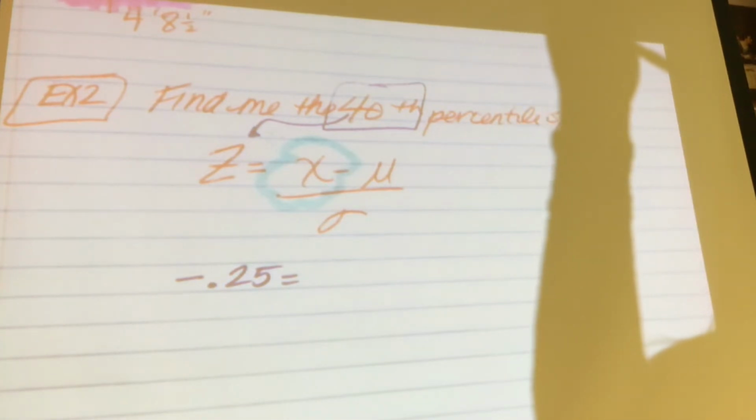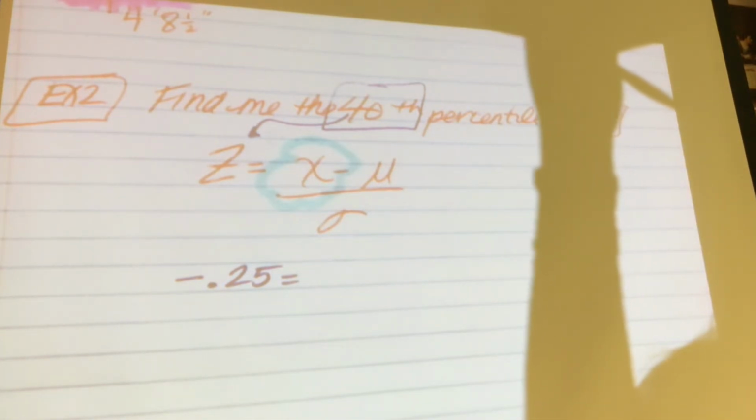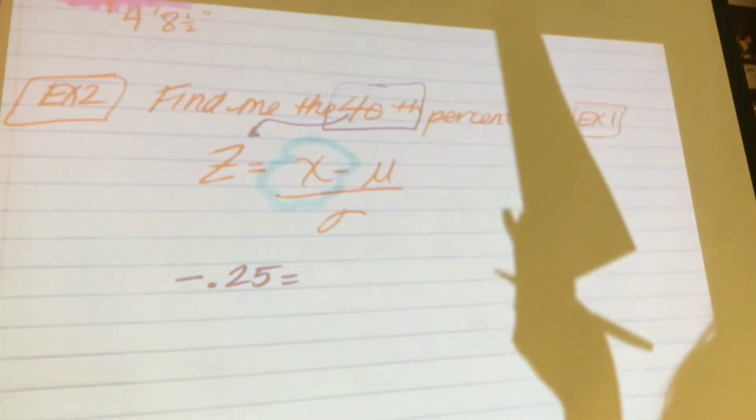Now, do some investigating as a group. How did I go from 40% to that number? Go. Figure it out. All right, so we know that the z-score is negative 0.25. When we look at this chart, we go down to negative 0.2 because that's the first digit in the decimal, and then we look over to the 0.05 and find where they meet.